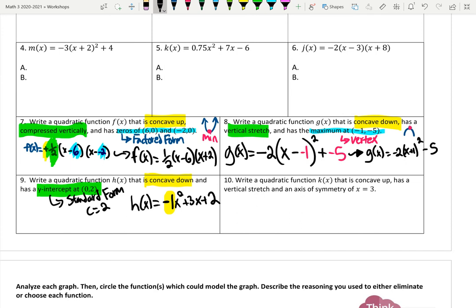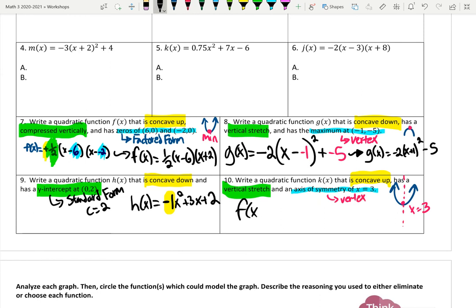Okay, this final one, it tells me that it is concave up. It has a vertical stretch. And then this new part is an axis of symmetry. Now, the axis of symmetry, you have to remember, since it's concave up, it is going to have a minimum. And the axis of symmetry is considering the vertex. It's talking about the x value, which is 3, for the vertex. So, vertex information, I'm going to use vertex form.